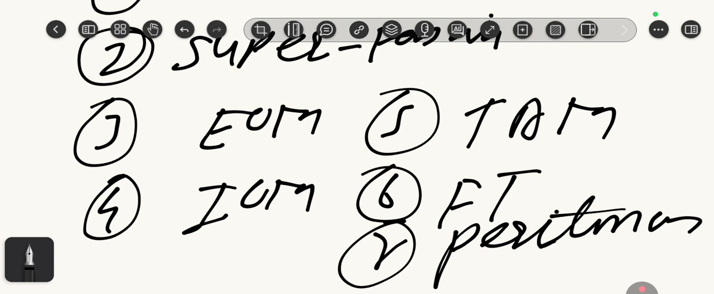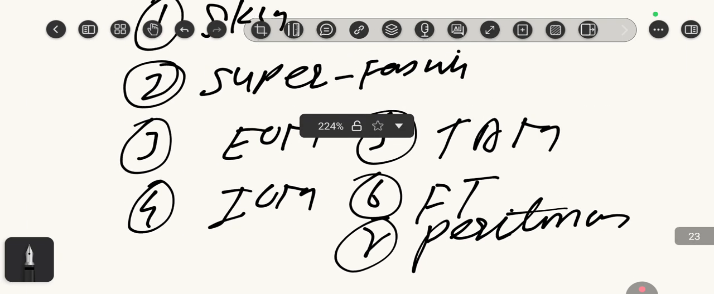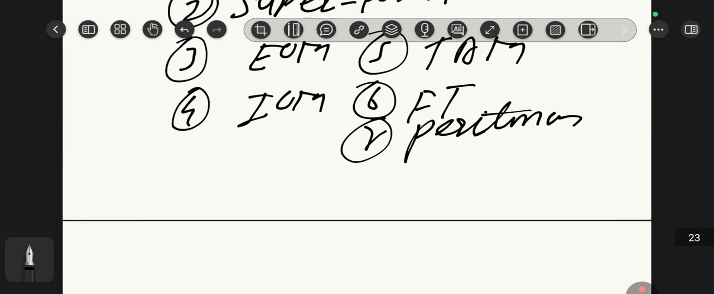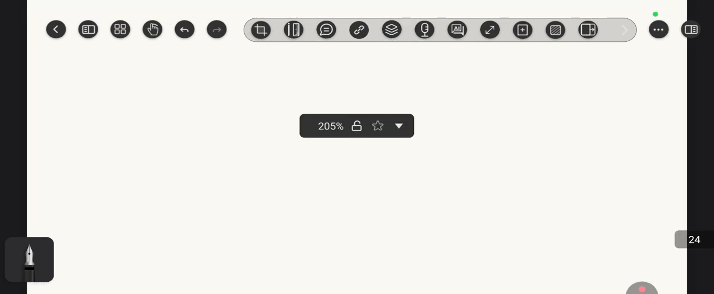Peritoneum is the serous membrane which covers the abdominal organs. So these are the 7 layers of the abdominal wall. So now we will see in the diagram.